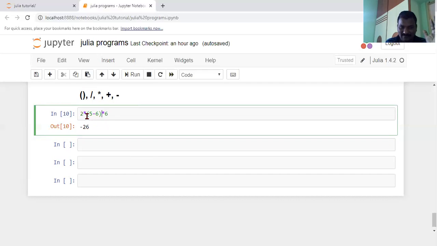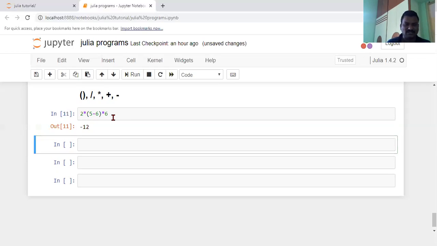Here, having left associativity, it will calculate 2 into minus 1 minus 2 into 6, so the value is 12 minus 12, that is, we say the value is minus 12. Here, based on the precedence as well as the associativity, it will come later. That means it is a simple mathematical calculation, where you are taking the precedence value only.